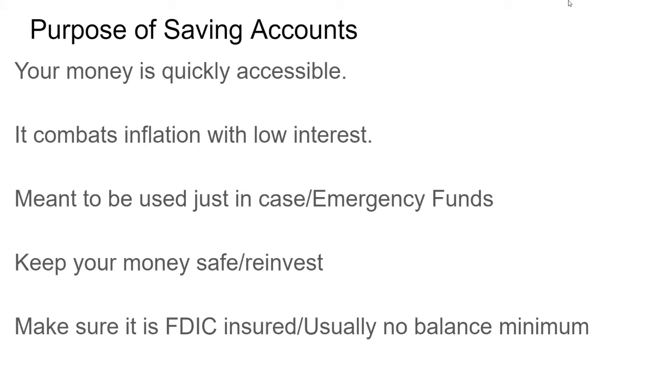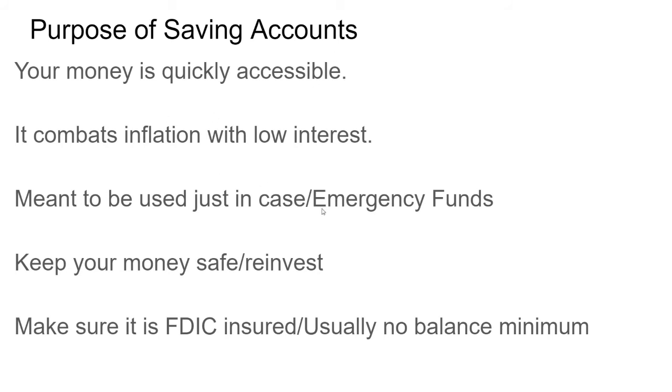So the purpose of a savings account: your money is quickly accessible, and it combats inflation with low interest. Inflation on average is 2 to 3% per year. So your money actually devalues with time. And so a savings account helps reduce that. It's better than putting your money in the closet. And it's meant to be used just in case or for emergency funds.